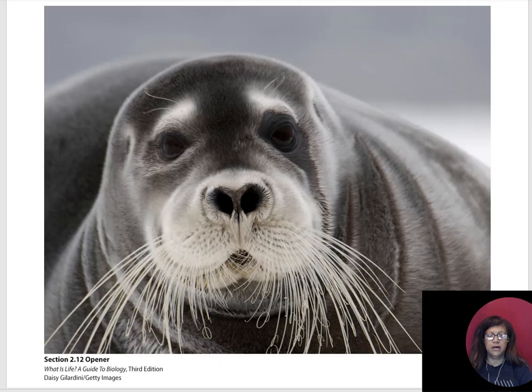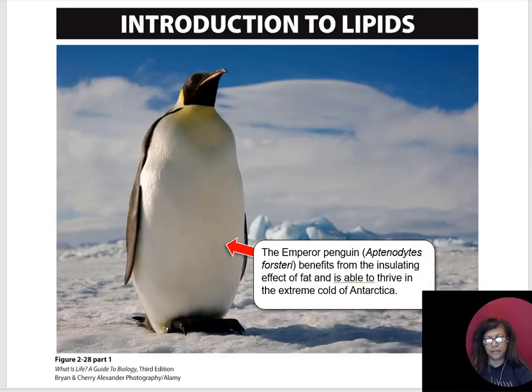But now I want to talk a little bit more about a different macromolecule, and that's lipids. So we kind of opened up the door to lipids, and we just kind of talked about them very briefly earlier. But let's take a look at this emperor penguin here.